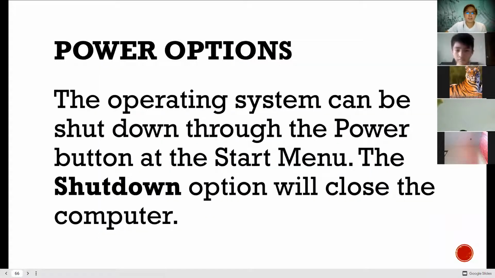Power options. The operating system can be shut down using the power button on the Start menu, okay? Because this is Windows 10, the shutdown option will close the computer. Take note, with regards to shutting down your computer, especially laptops, you need to double check the lights, right? Your indicator light will indicate whether your laptop is still working, okay? Be sure that when you shut down your computer, all the lights are off.